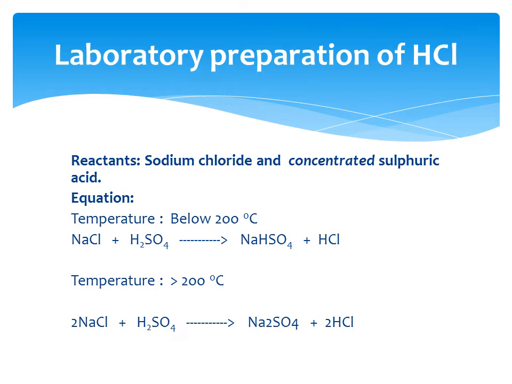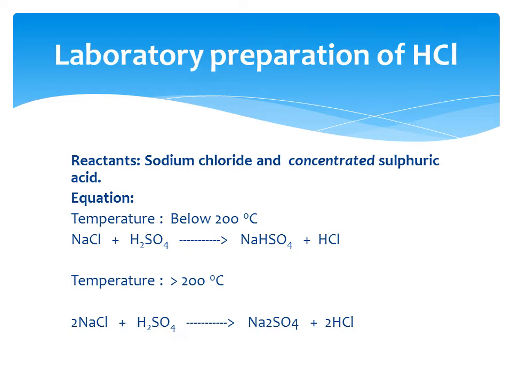Then, why do we use sodium chloride and concentrated sulfuric acid as the reactants? Sodium chloride is cheap and therefore it is preferred for preparation of HCl over other metal chlorides. Concentrated sulfuric acid is used because concentrated sulfuric acid is a non-volatile acid. Non-volatile means does not vaporize easily. Always remember, concentrated sulfuric acid is a non-volatile acid.